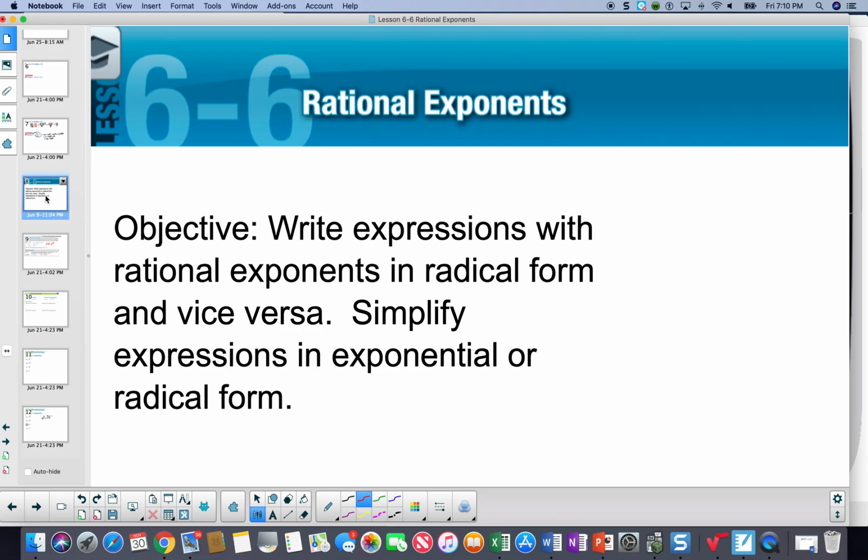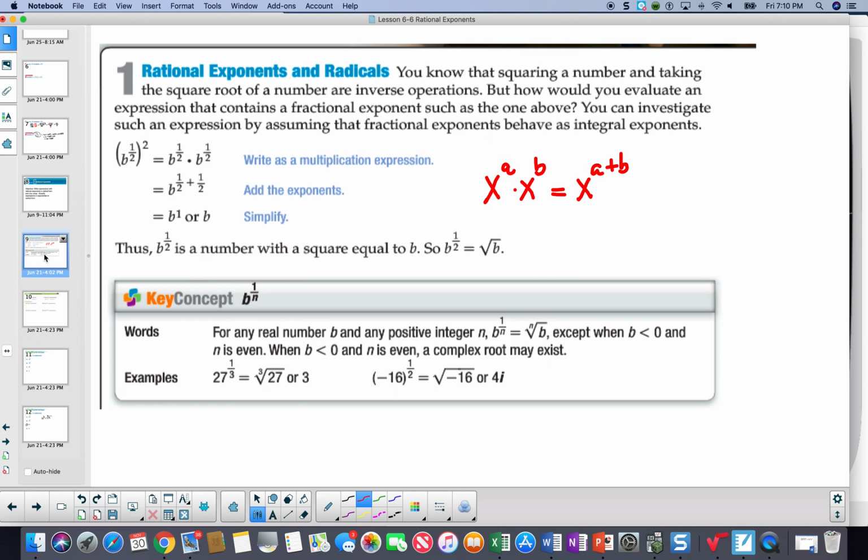Objective: write expressions with rational exponents in radical form and vice versa. Simplify expressions in exponential or radical form. Let's take a look at this expression. This is a brand new one. We have a fractional power instead of an integer, and we're taking it to the second power. Second power means that we're going to have two of them being multiplied, two of the same thing.